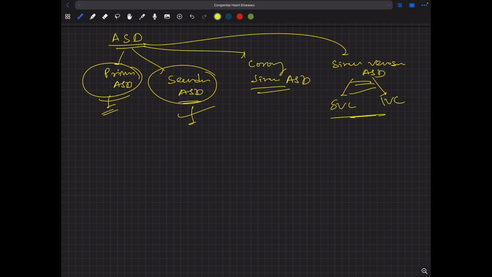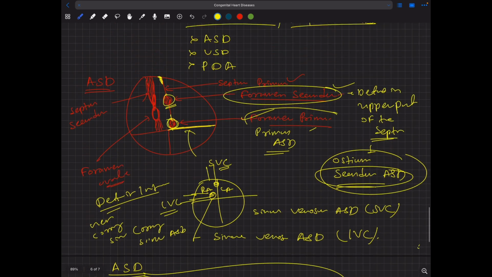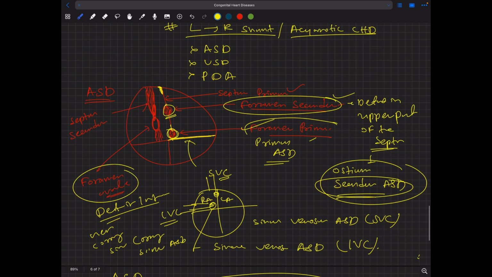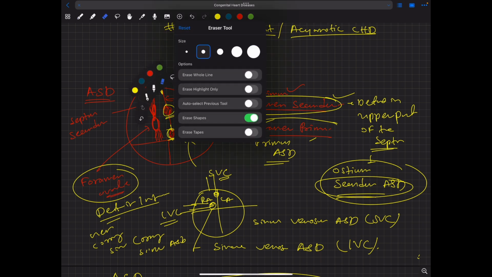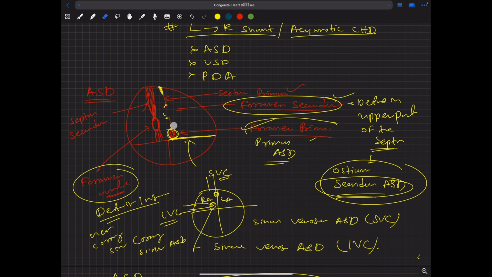Now we'll discuss what is the difference between atrial septal defect and patent foramen ovale. Is this the same? No, this is not the same. So what is the difference between atrial septal defect and patent foramen ovale? So this is the foramen ovale. Suppose in a person there is no atrial septal defect, so this is closed in this person.